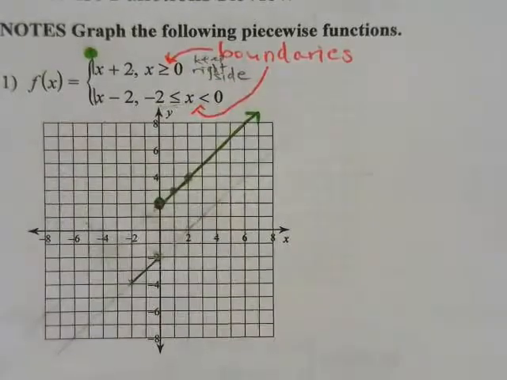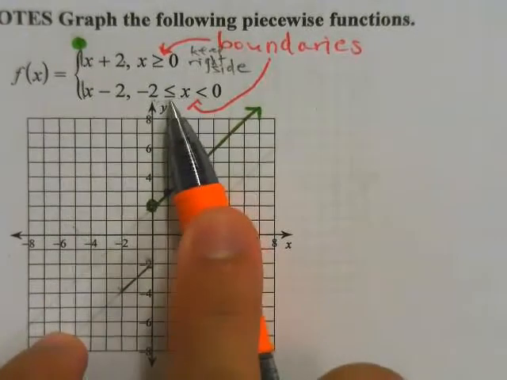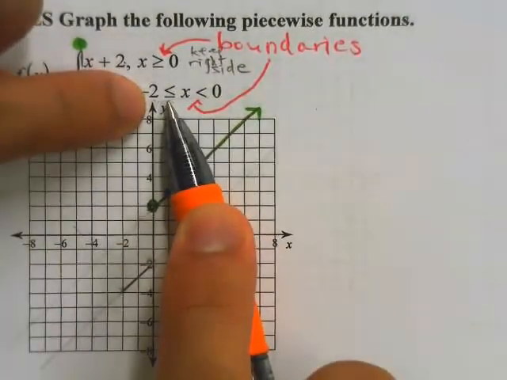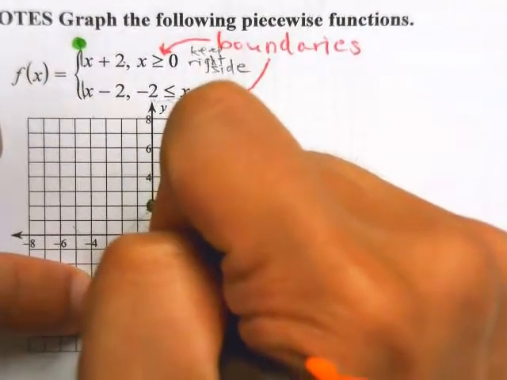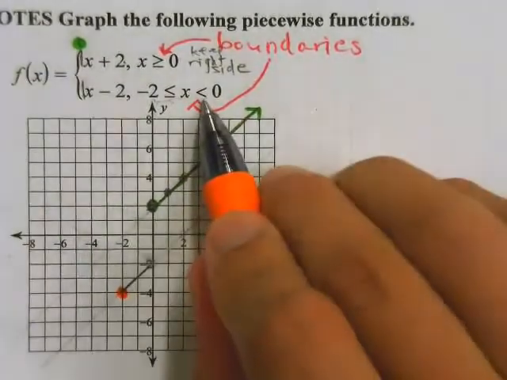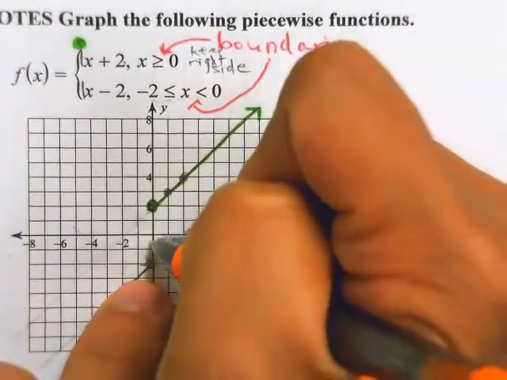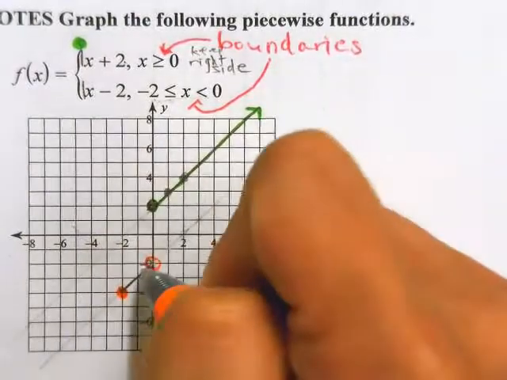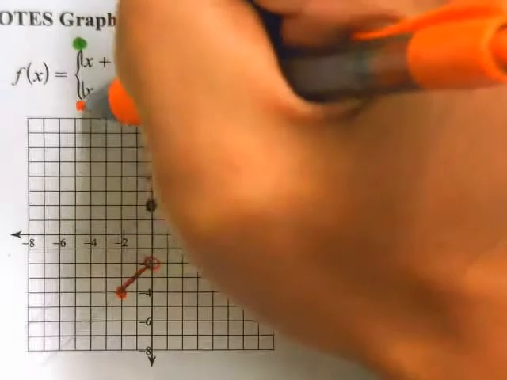I'm going to erase this part over here too. There's a reason why I'm erasing it. The reason is because now we can either fill in or make a hole. At the -2, we're going to fill in because it's less than or equal to. So this is going to be a closed dot over here. Okay. And then this is no equal sign over here. So at the 0, where x is at 0, we're going to make this an open dot. And then I'll shade this in yellow-orange.